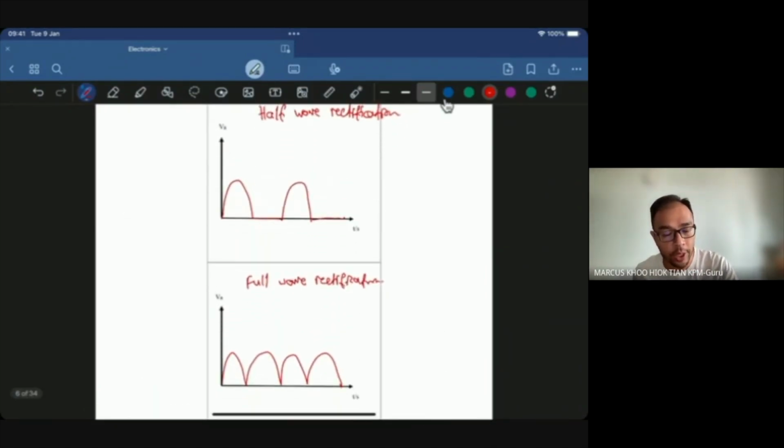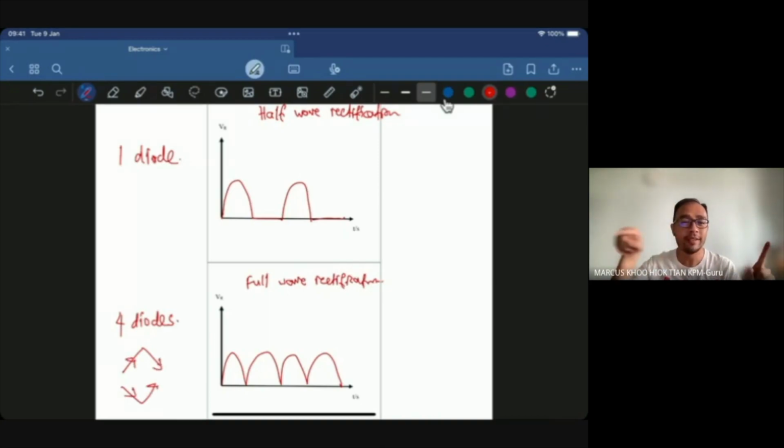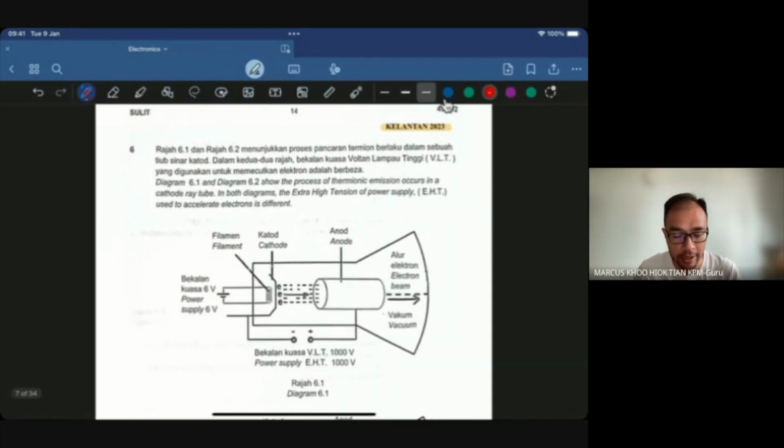As a reminder, okay, half wave rectification uses one diode only. Okay, manakala full wave rectification use 4 diodes. Okay, arranged like this and like this. Okay, the bridge, this one, right? So it's arranged like this, lah. Okay, we'll talk about it in a little while.